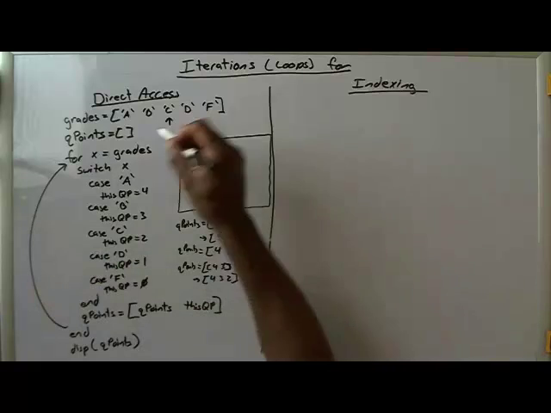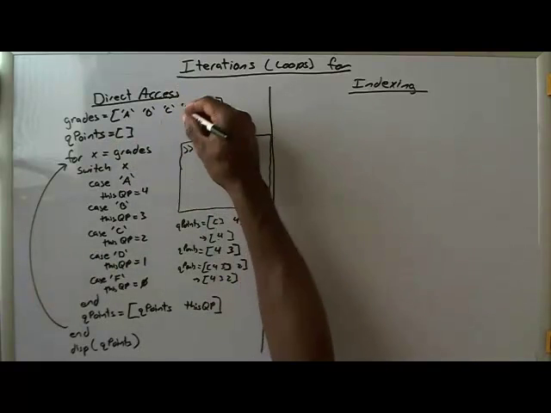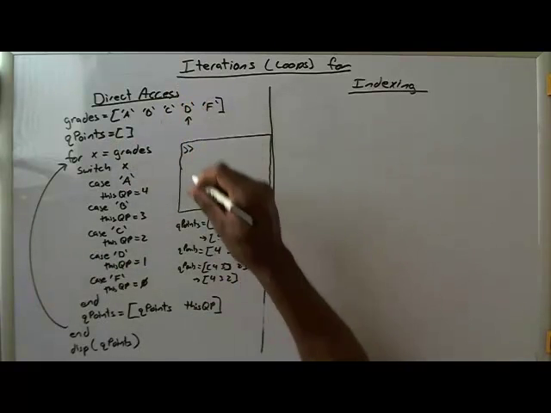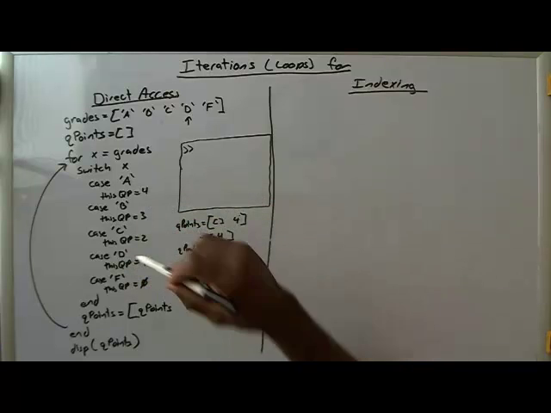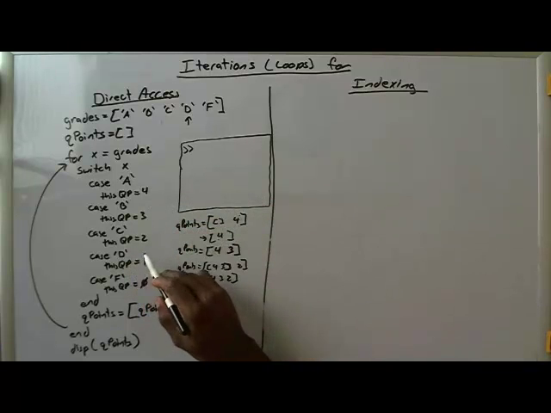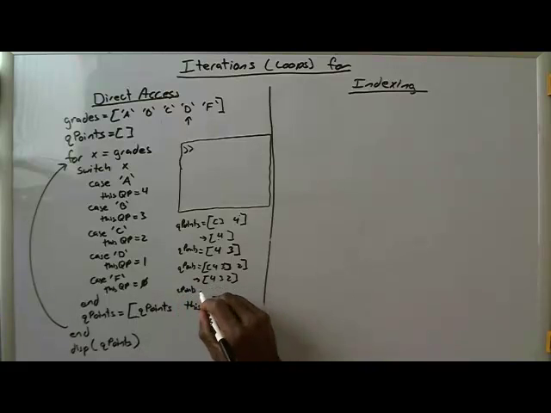Now I go back up to my loop. X now equals D. So I do this. Now I get this QP equals 1. So now Q points equals the vector 4, 3, 2 concatenated with 1. So let me skip down here. Q points is now equal to the vector 4, 3, 2, 1.